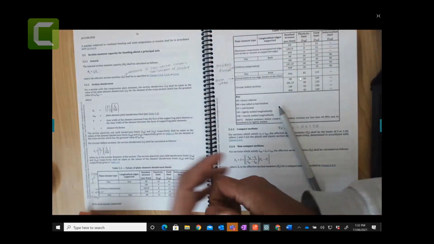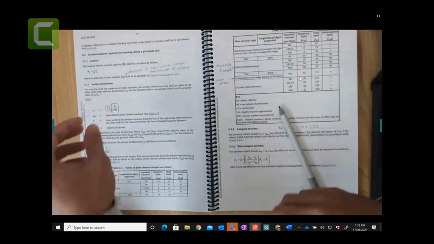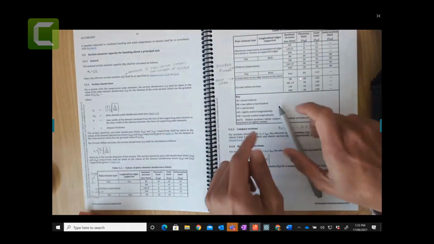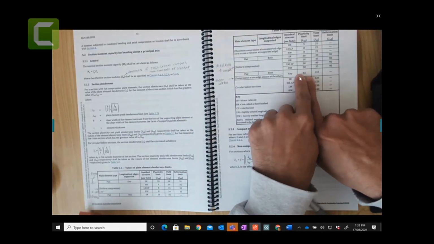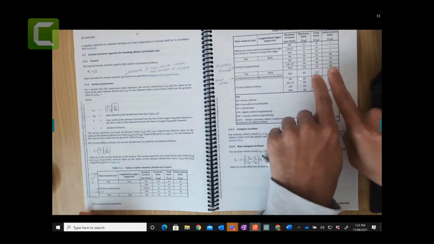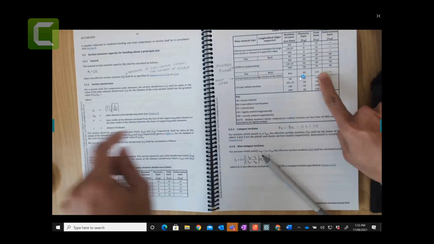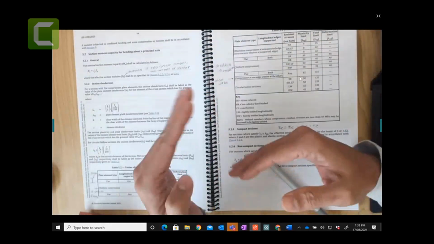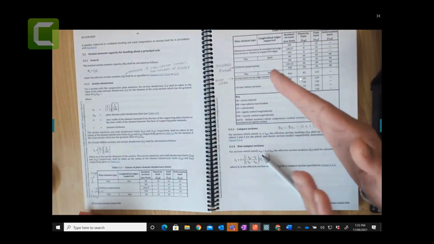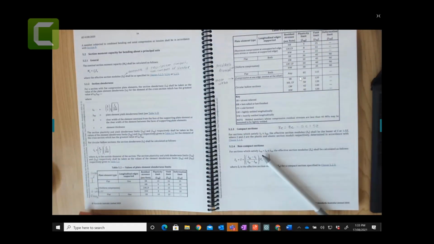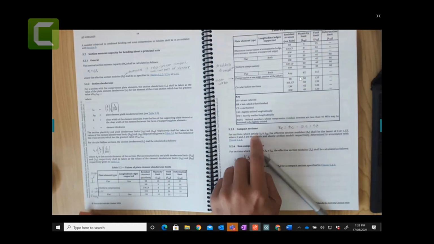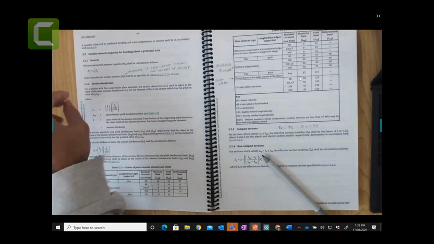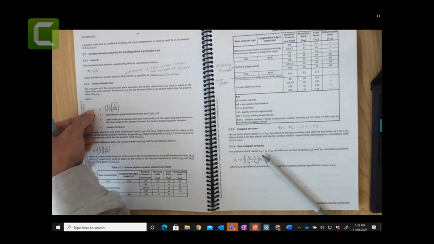For the web, we do it again. We take the lambda E equation and plug in the values for the web. Then we come back here and take the plasticity limit of 82 for the web, and the yield limit is 115. Again lambda E over these values, we take the ratio and check which ratio is bigger, and then we will work on that one to see whether it's compact or not, because we have a lambda E for the web and a lambda E for the flange. Now which lambda are you going to take?